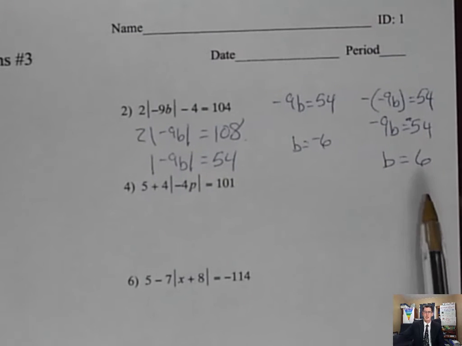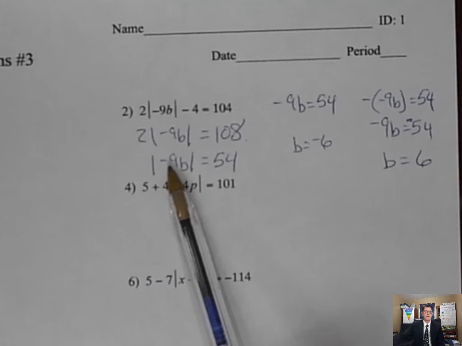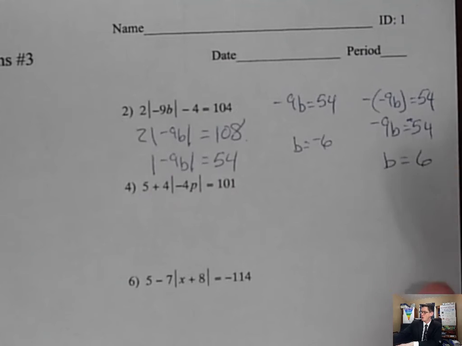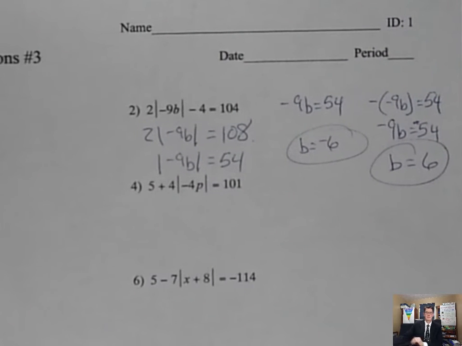And then you can go ahead and check your work. You can put 6 back in here. Negative 9 times 6 is negative 54. The absolute value of that is 54. So those are the two solutions for that equation.